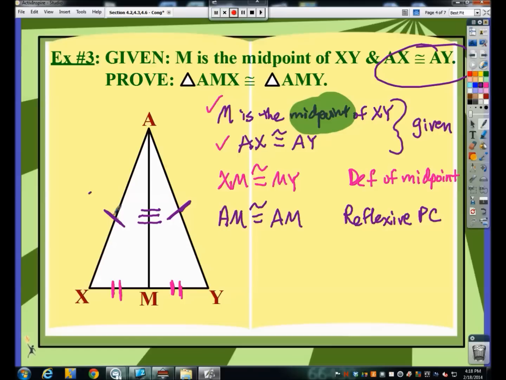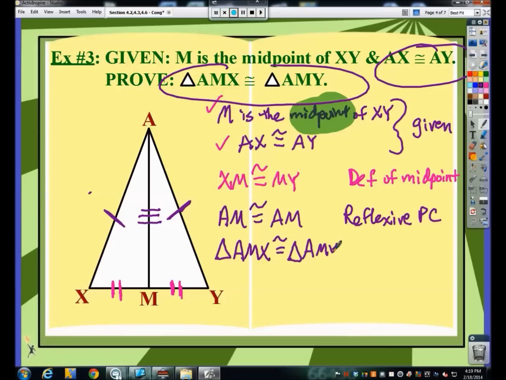So now I know all 3 sides in triangle AMX match up with all 3 sides of triangle AMY. So we have side, side, side, and was side, side, side a good shortcut for proving triangles had to be the same exact size and be congruent? Yes. So now we can use our proof statement and say triangle AMX is congruent to triangle AMY. And the reason is, what shortcut did we find? Side, side, side postulate. And we're done. That's it for that proof.